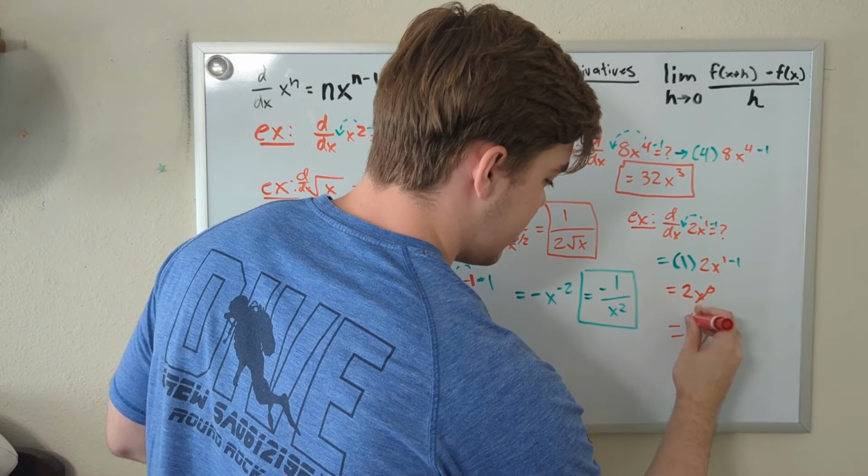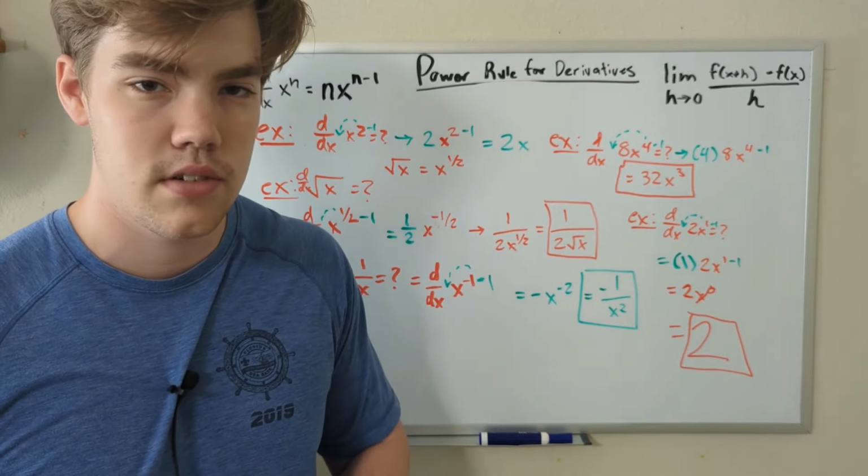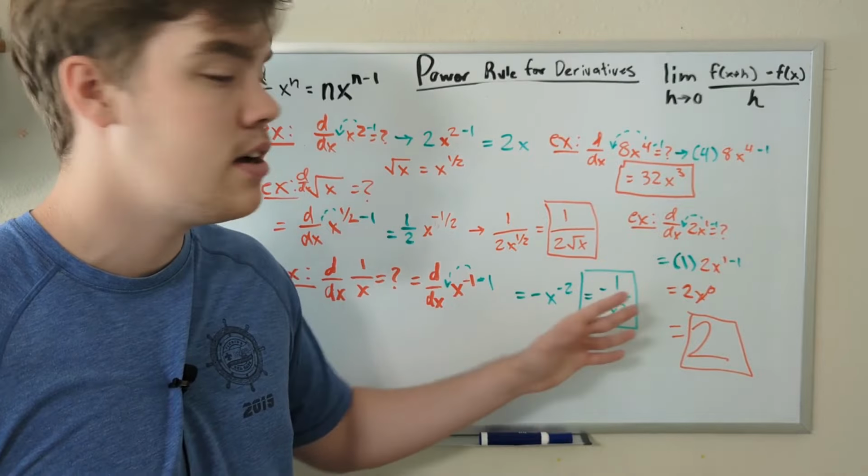This is a nice little trick to know. If you have any coefficient being multiplied by just x or just y or whatever variable you're using, the derivative is just whatever the coefficient is. And I wanted to show you that with this example.